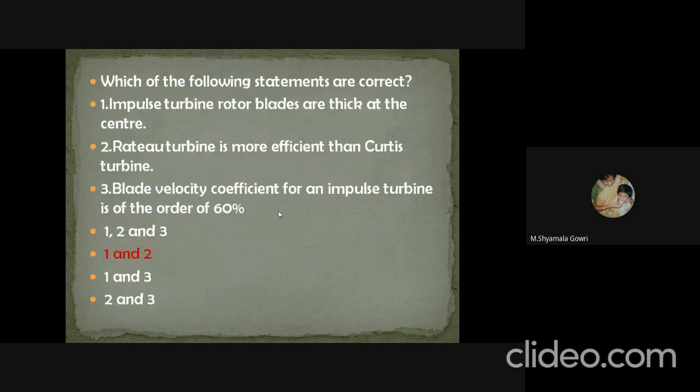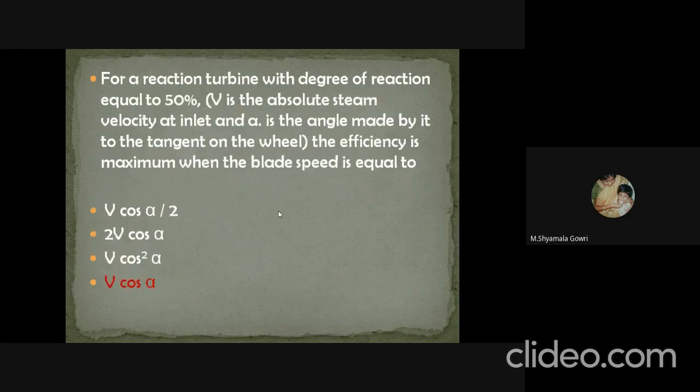Which of the following statements are correct? We have three statements. First, in an impulse turbine, rotor blades are thick at the center. Second, Rateau turbine is more efficient than Curtis turbine. Third, blade velocity coefficient for an impulse turbine is about 60%. Of the three statements, the first two are right. Impulse turbine rotors are thick at the center. It is correct. And Rateau turbines are more efficient than the Curtis turbine. These two are correct statements.